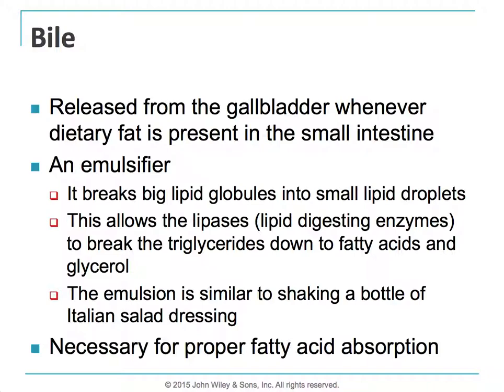Bile is released from the gallbladder whenever dietary fat is present in the small intestine. Bile acts as an emulsifier. It breaks up big lipid globules into small lipid droplets, which allows the lipases, again, lipid digesting enzymes, to break the triglycerides down to fatty acids and glycerol. The emulsion is similar to shaking a bottle of Italian salad dressing, where you get all those little bubbles of oil mixing with the vinegar. And the existence of bile is necessary for proper fatty acid absorption.